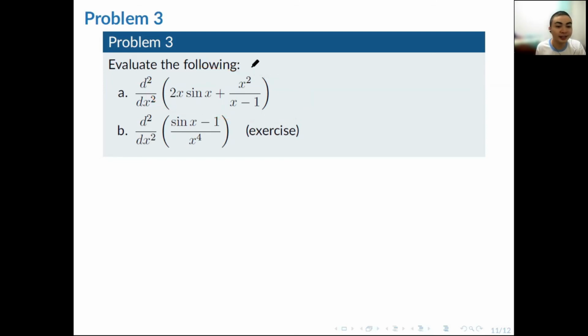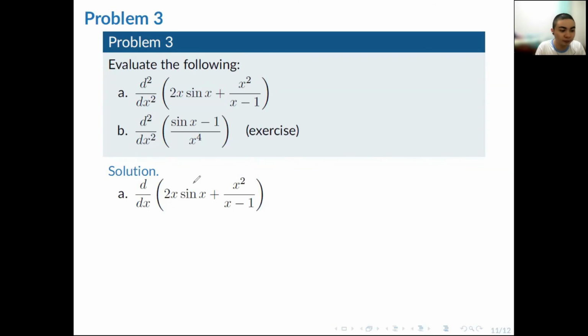So kung maalala ninyo, para mahanap natin yung nth derivative ng isang function, hanapin muna natin yung lower order derivatives. So to find the second derivative, you need to find first the first derivative. So i-differentiate muna natin to, or dadaan muna na to ng first step ng differentiation. So we find the derivative, no, of 2x sine x plus x squared over x minus 1.